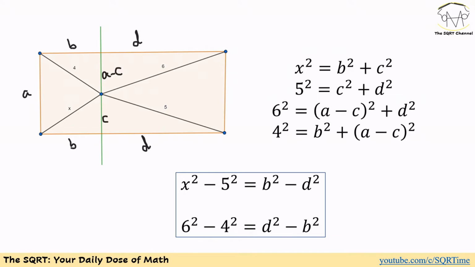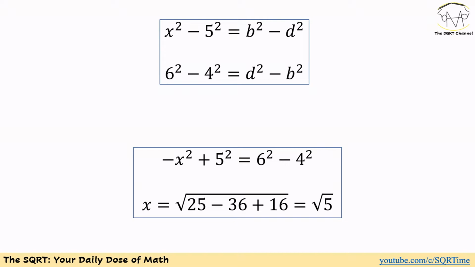Now we have two equations. If you take another look at the right hand side of these two equations, you can see that for the first one we have b squared minus d squared, and for the second one we have negative of this. What we are going to have is negative x to the power of 2 plus 5 to the power of 2 is equal to 6 to the power of 2 minus 4 to the power of 2. Now let's rearrange it, and then we can get the square root of the result. It's going to be the square root of 25 minus 36 plus 16, which is the square root of 5, and that's the value that we are looking for, x.